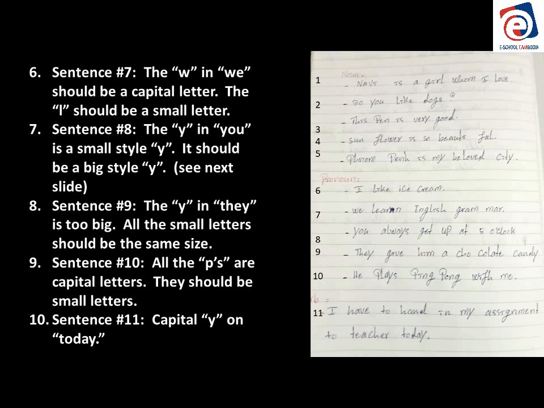Sentence number 8, "you always get up at 5 o'clock." Look at the Y. The Y is a small y. The Y is the first word of the sentence, so it must be a capital Y. And we write a capital Y and a small y differently. So the student must write a capital Y.